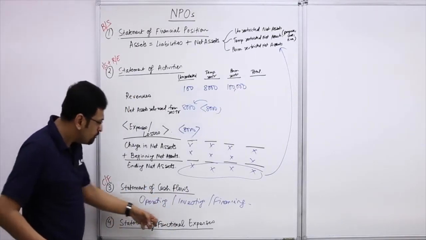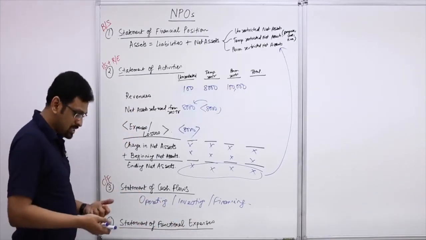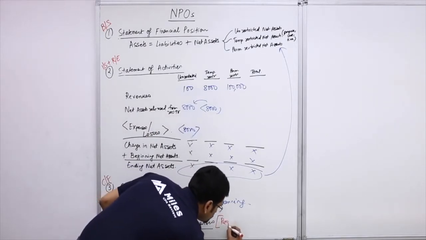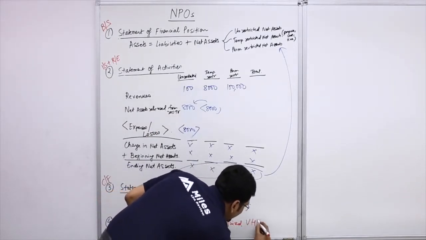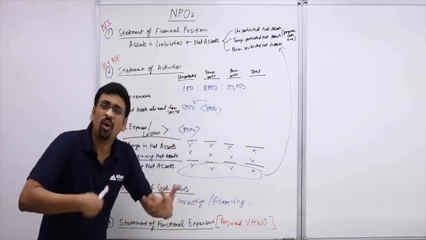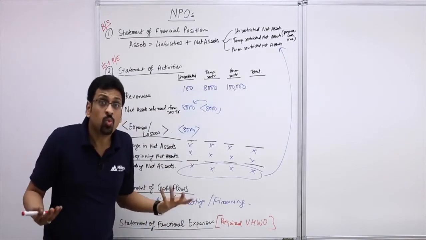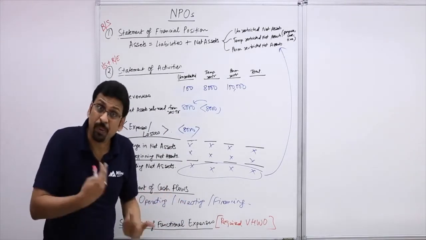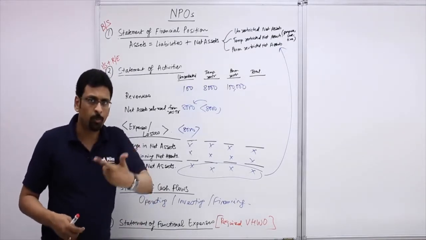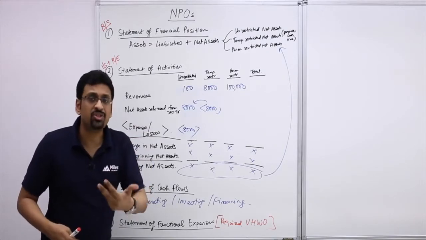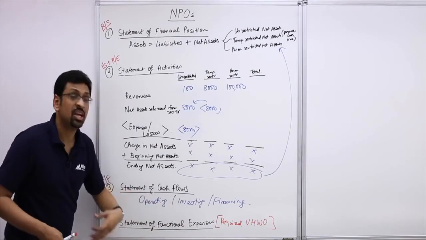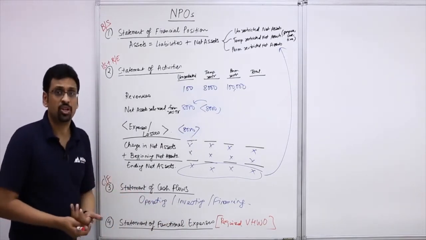Okay, then you have a fourth statement, statement of functional expenses. Now this is required only for voluntary health and welfare organizations. Now as you can understand, such organizations have a lot of activities. Now the users want to understand where have they spent the money. Have they spent the money on program A or program B or program C or G&A expenses or fundraising expenses? So that is basically your statement of functional expenses, which breaks down the expenses into function.